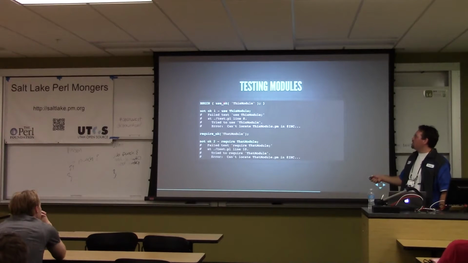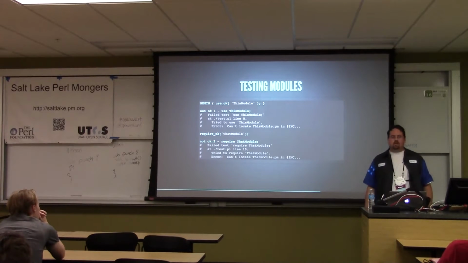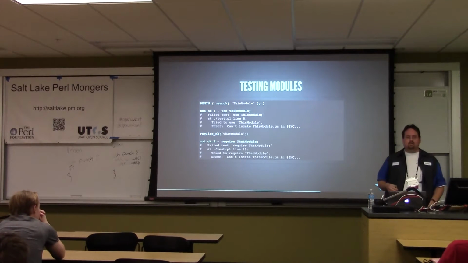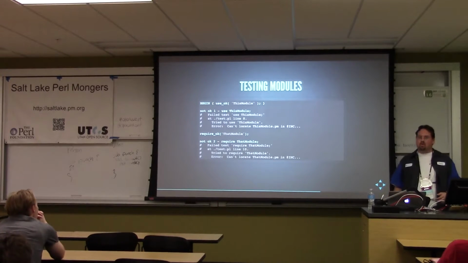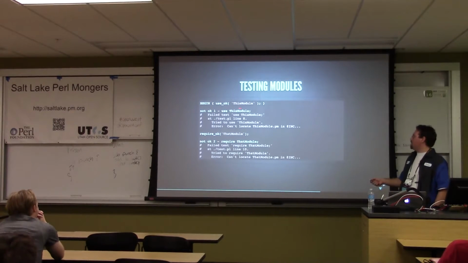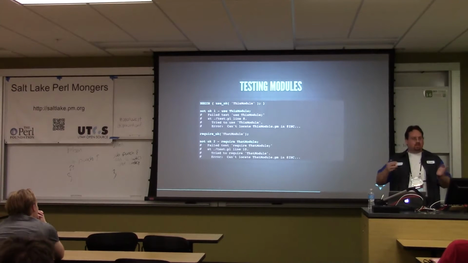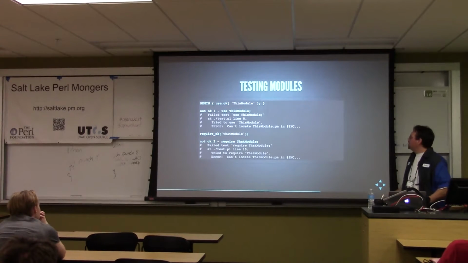Now, with use, they recommend you throw it in a BEGIN block, because that way you also get your importation of symbols and everything happening at compile time. So if you're going to do use_ok testing, throw it in a BEGIN block, because then you can start doing other stuff with it. That's, once again, what happens when it fails.